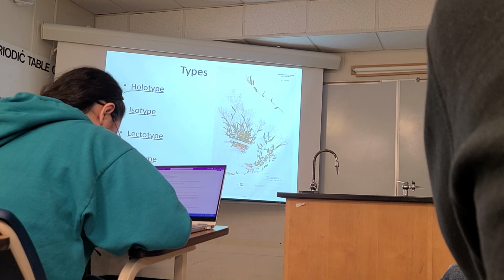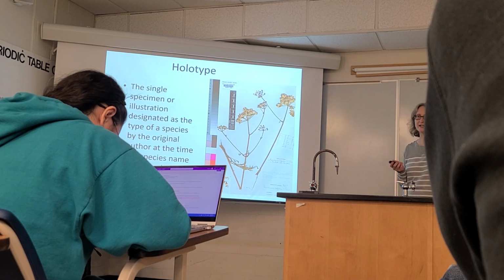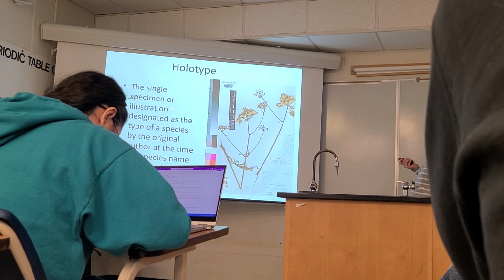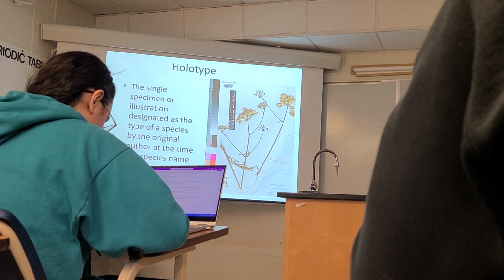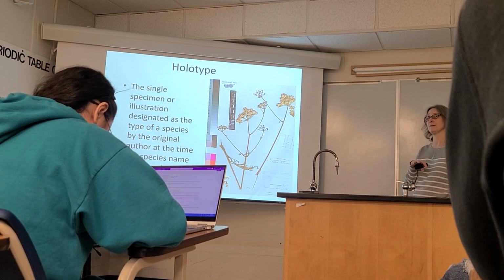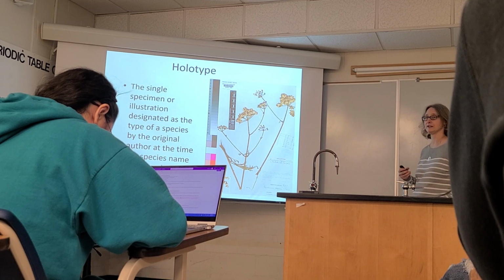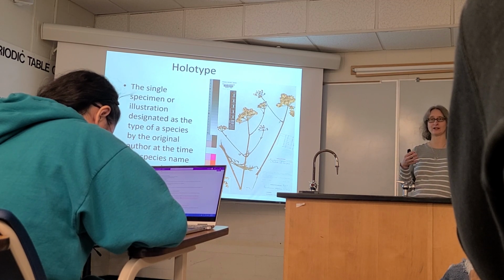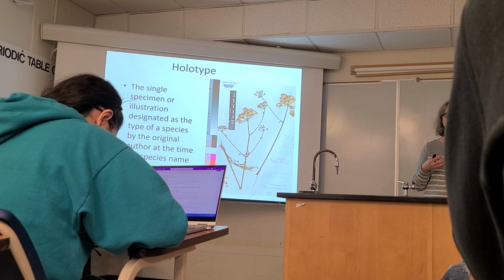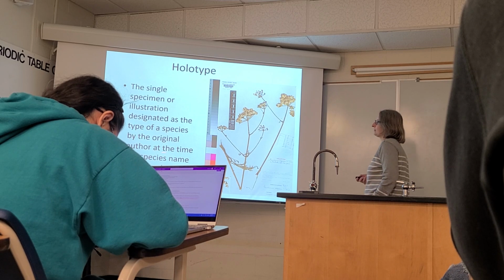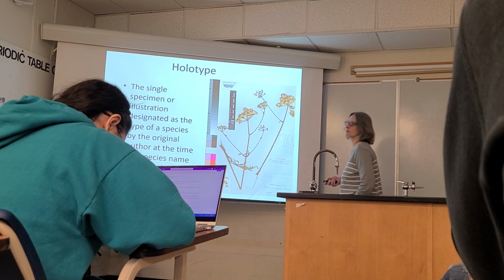Okay, so we'll start first with our holotype. A holotype is the single specimen, or in the past, illustration, that was designated as the type of a species by the original author, the person who named this plant. That's the person who wrote the article, the actual scientific research paper published in the journals that was naming the species. It was designated at the time the species was named and the description was published.